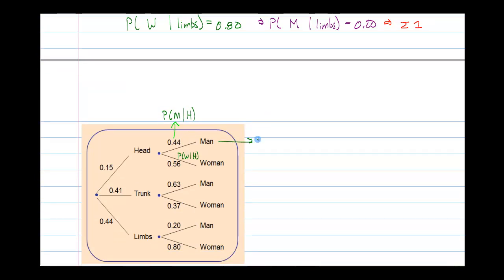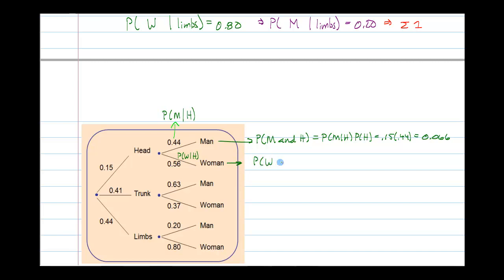Now this is an interesting probability out here. This is the joint probability of man and skin cancer located on the head, because that would be the probability of M given H times the probability of H. So that would just be 0.15 times 0.44, which is equal to 0.066. And I can go through this for each of these.